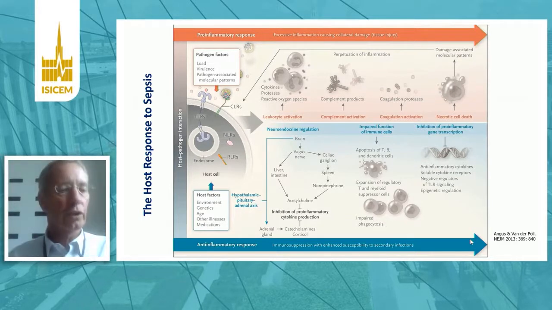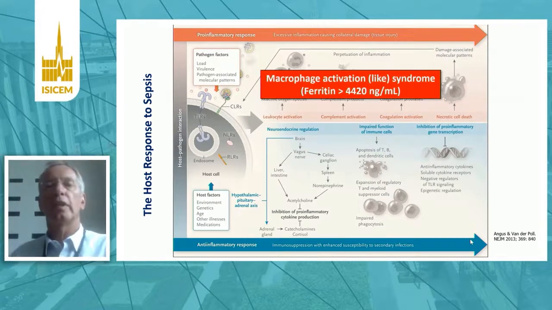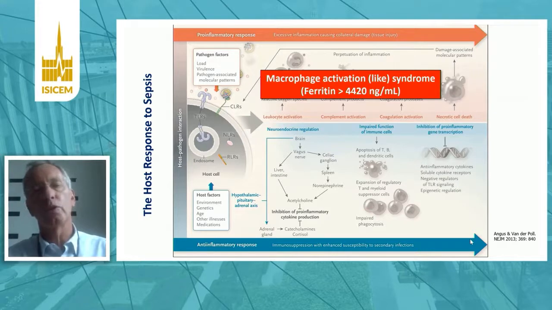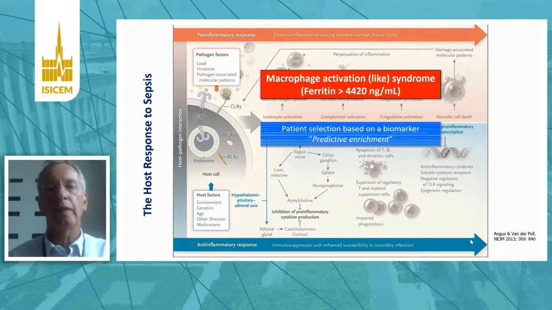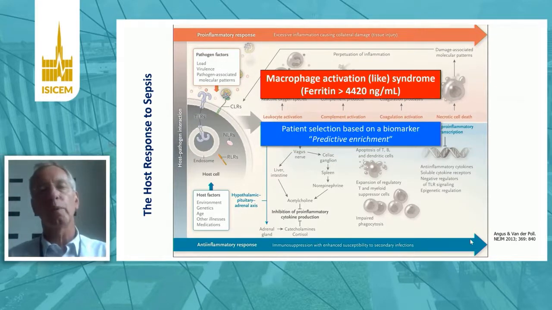Now, most of the interventional trials that we have been doing in the past decades sought to interfere with the pro-inflammatory response. And as you know, all of these studies, like anti-TNF and also interleukin-1 receptor antagonists, were negative. Now, what the Hellenic Sepsis Group proposes is to use ferritin as a biomarker for macrophage activation-like syndrome, and then select patients based on this biomarker for anti-inflammatory therapy. And this is what we call predictive enrichment of the study population.